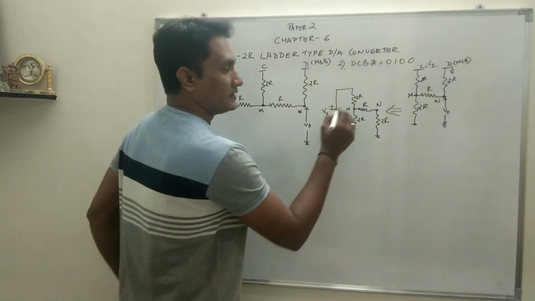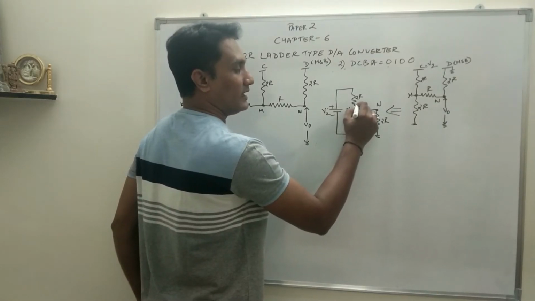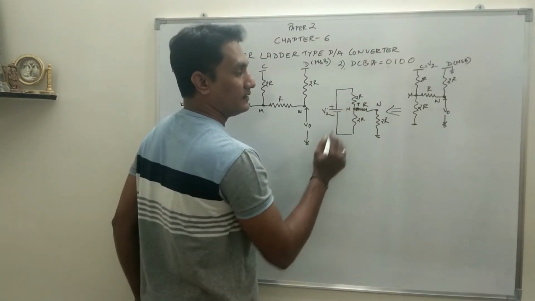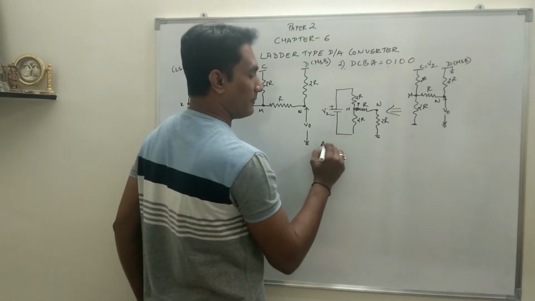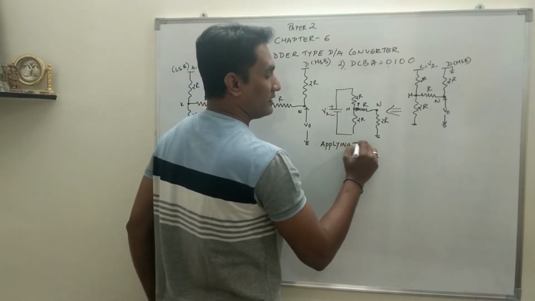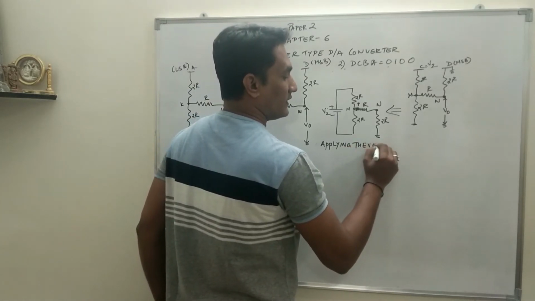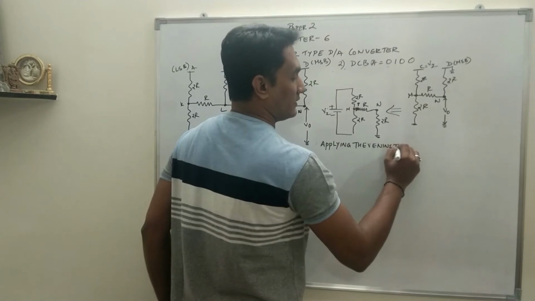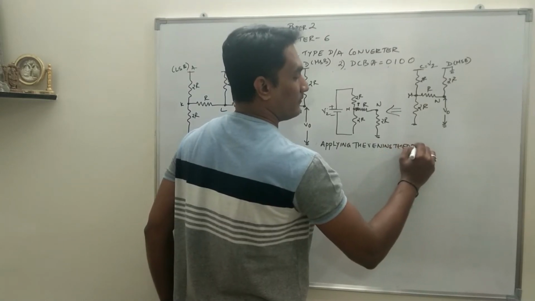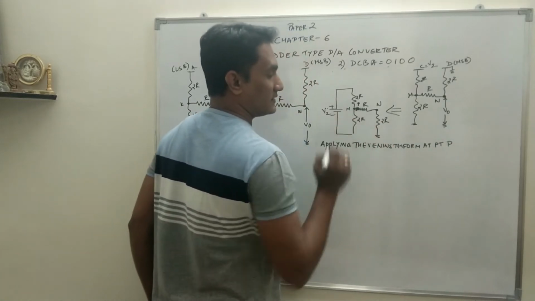So this is the output point. I'll make a star over it and call it point P. Applying Thevenin's theorem at point P, that means this.